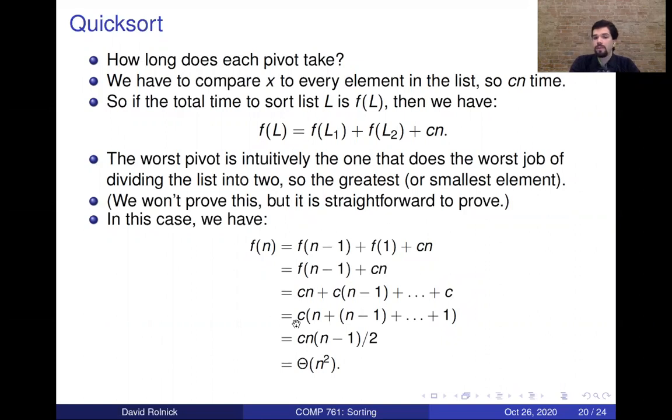So that's equal to, if you just pull out the C, C times n plus n minus 1 all the way down to 1. And so that's C times n, sorry, this should be n plus 1 over 2. And that's theta of n squared. So in the best possible case, we have theta of n log n. In the worst possible case, we have theta of n squared.